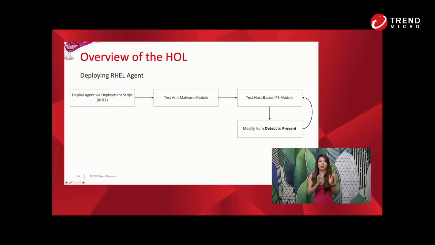Step 2 will be doing the deployment of the Red Hat instance. In this case, you'll be doing the deployment via a deployment script. And then we're going to test out 2 modules. The first one is the anti-malware module, which is very straightforward. And the second one, we're going to test out the host-based IPS module.